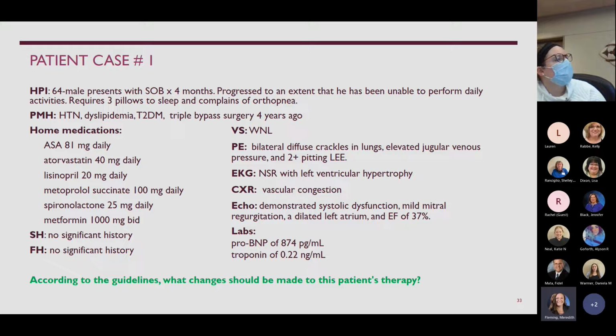So I'll give you a moment to look at all of those. And then if anybody would like to either unmute themselves or maybe share in the chat the answer of what changes they would make to the patient's therapy based off of what we've learned from the guideline recommendations. Anybody? Well, I would say probably switching the lisinopril to Entresto and maybe considering adding an SGLT2.